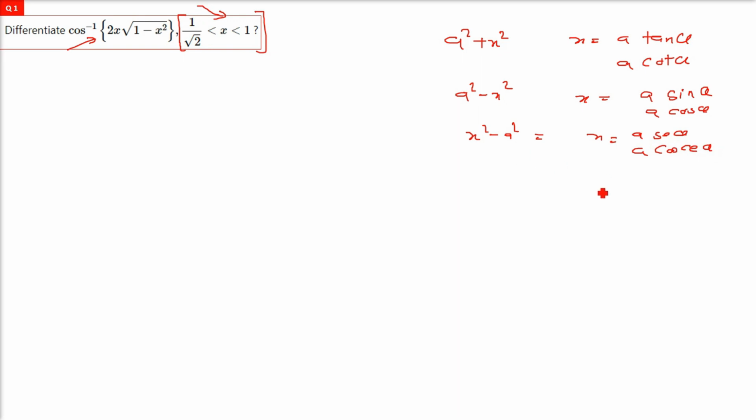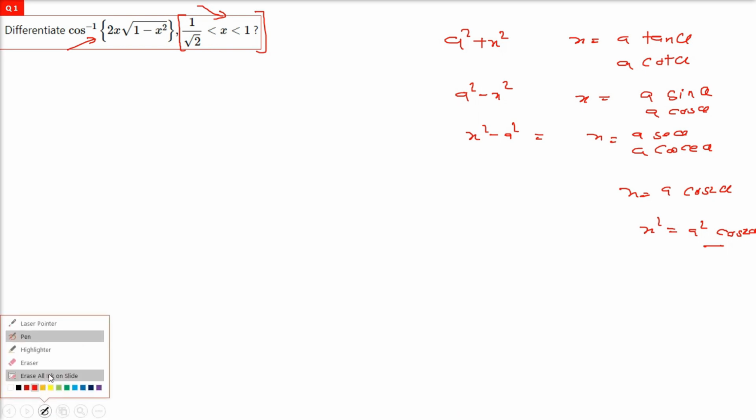For example, under root of a plus x by a minus x, or a squared minus x squared by a squared plus x squared, what do we have to put? We put x squared as a squared cos 2 theta. But this is just an idea being given; in every question I am going to indicate what you have to put, what the criteria is that we have to follow.